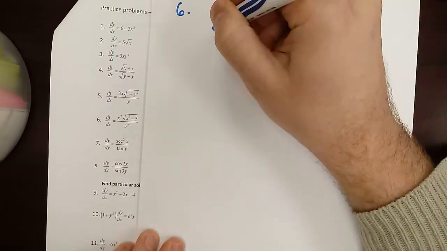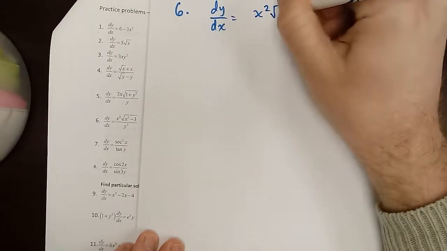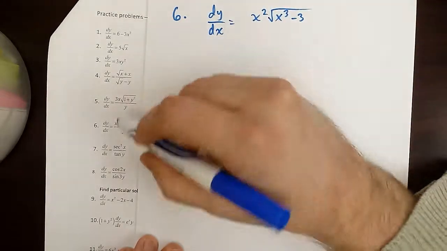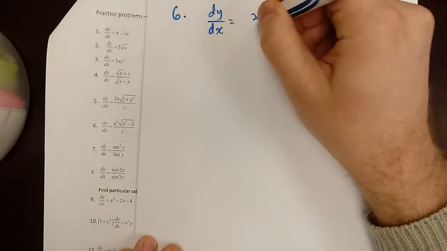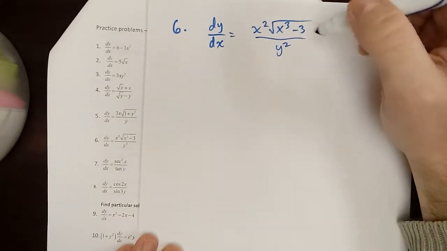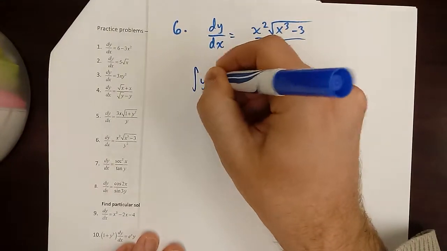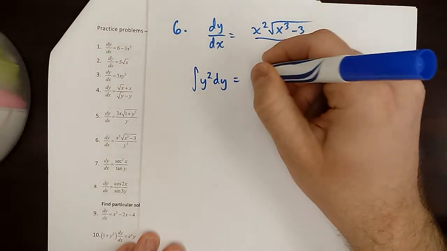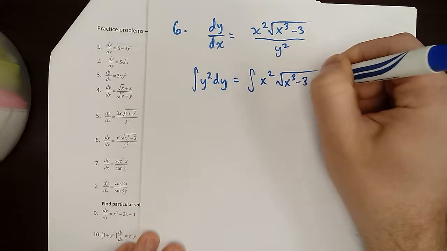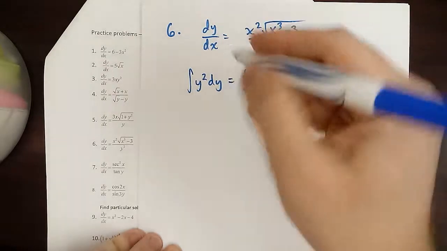So we're going to do 6 to the end of the homework for our spring break assignment. Let's see, x squared times the square root of x cubed minus 3, all over y squared. Again, we haven't been given an initial condition for this, and we have to separate our variables. And this one's not too bad. We get the integral of y squared dy is equal to the integral of x squared square root of x cubed minus 3 dx.